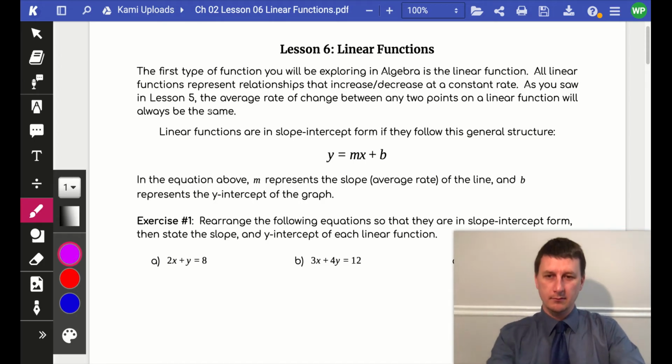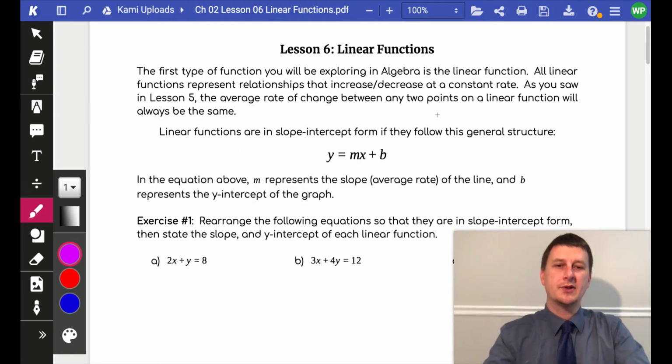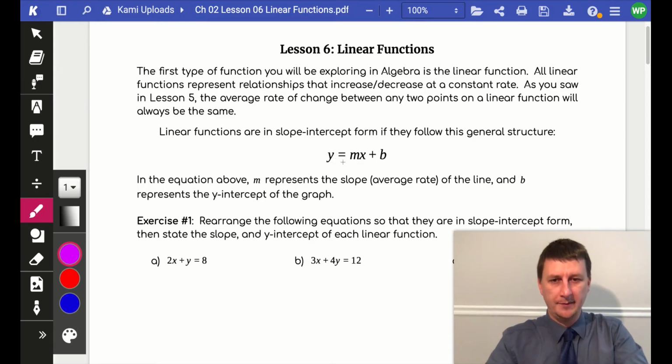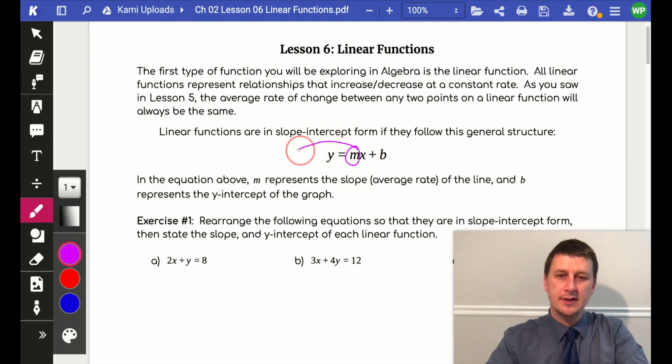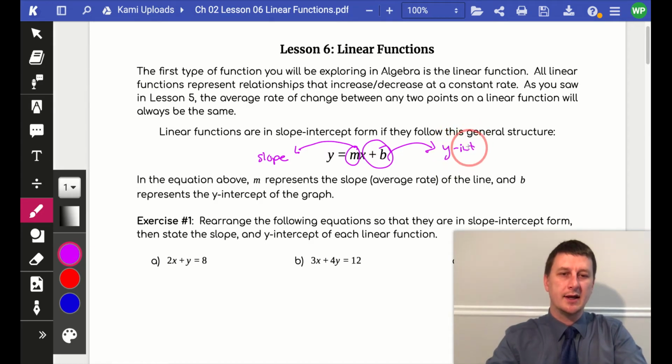So let's take a look at this next part. Linear functions are in slope-intercept form if they follow this general structure. It says y equals mx plus b. In that equation, m represents the slope, or our average rate of change, as we've seen in a previous lesson. And b is going to represent the y-intercept. Notice how I circled a plus too, because sometimes that b will be a negative number and it will be a minus. So this will represent our y-intercept.